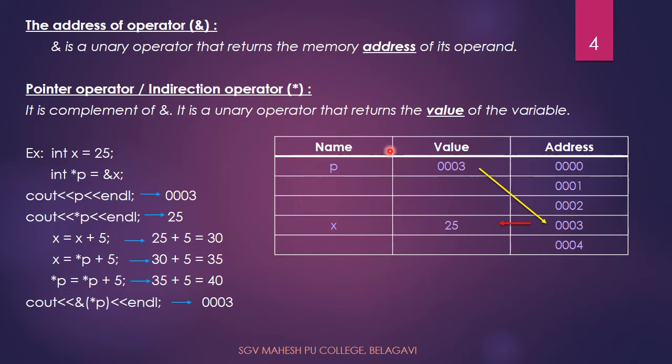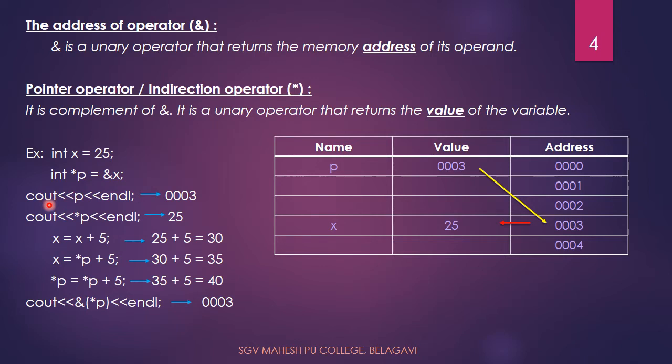Now let's have a look at this diagram. We have three columns with name, value and address. Since I've declared int x and int star p, I'll take name as p and x. The value of p would be 0003 and these are the addresses. The value of x is also 25. The value of star p is also 25 after dereferencing the value of x.